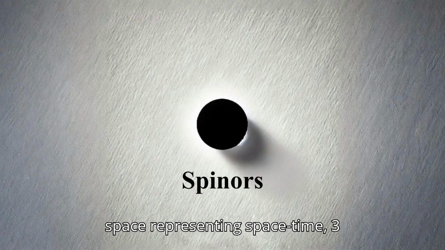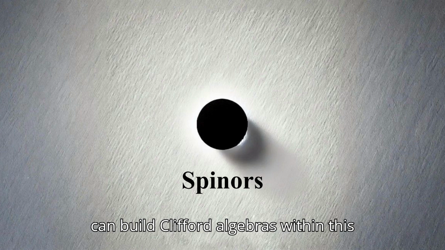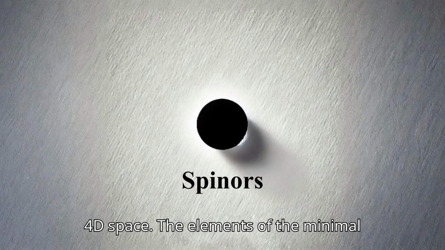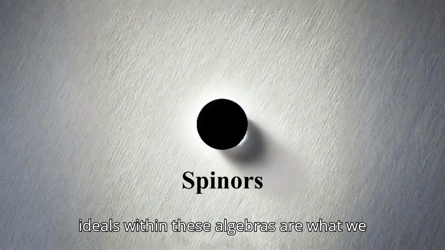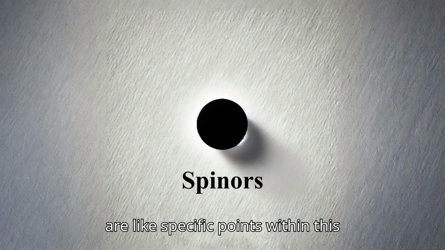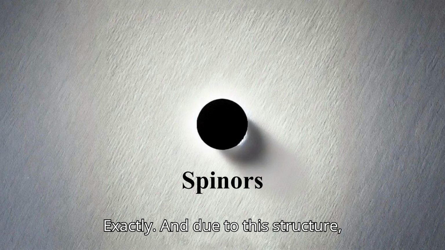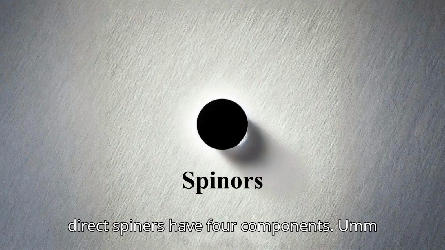Imagine you have a 4D space representing space-time. 3 dimensions for space, 1 for time. We can build Clifford algebras within this 4D space. The elements of the minimal ideals within these algebras are what we call Dirac spinors. So Dirac spinors are like specific points within this Clifford algebra built upon spacetime. Exactly. And due to this structure, Dirac spinors have 4 components.